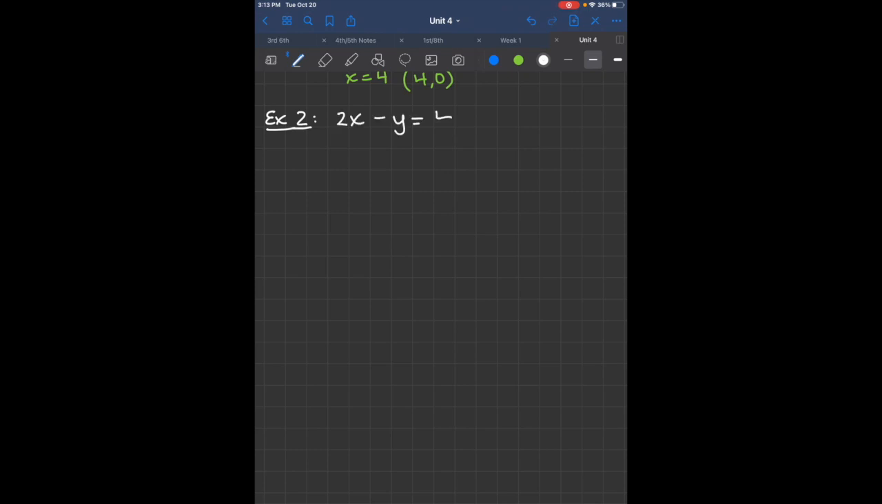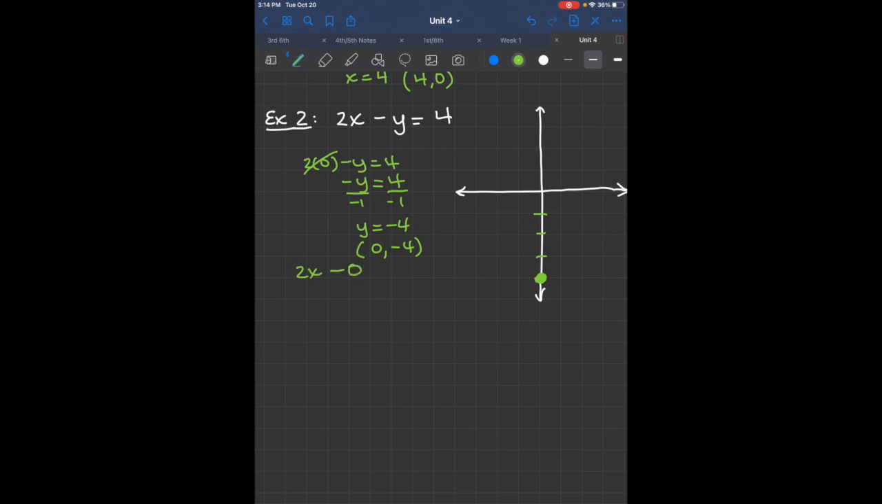So we've got 2x minus y equals 4. Let's draw our graph. Straight lines are really not my strength. So step 1, we plug in 0 for x. We get negative y equals 4. So y equals negative 4. So the y-intercept is 0, negative 4.